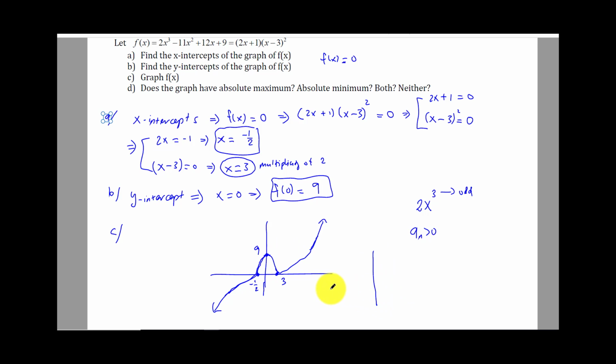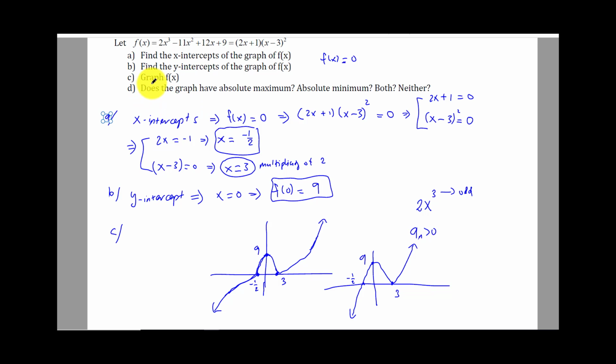But if I draw that again, I know that this is 9, this is 3, and this is minus 1/2. And if I draw that correctly and clearly, I can see that this function is decreasing here, it's also decreasing here, but then it's increasing. So I just redraw to make it look nicer. And this should be the graph of our polynomial here.